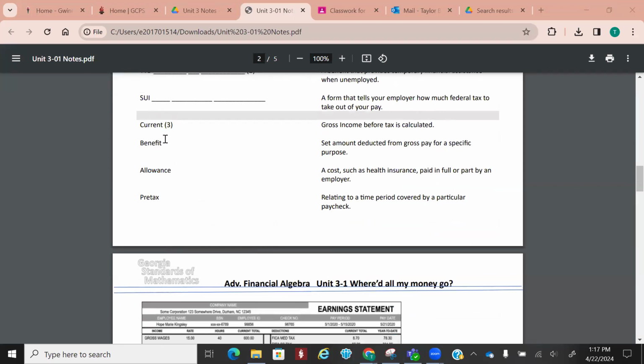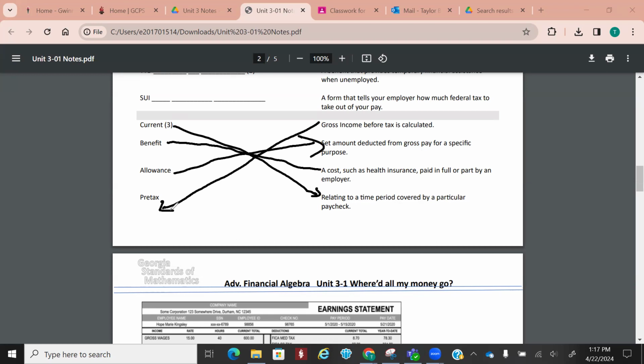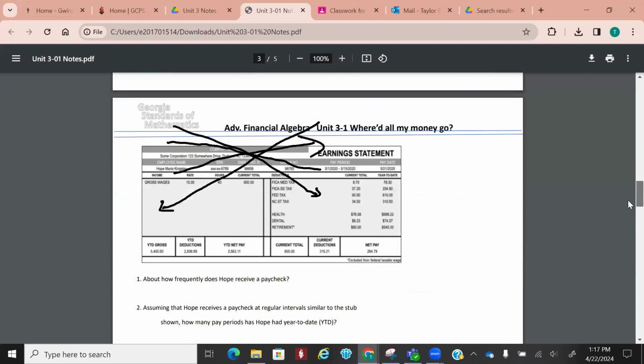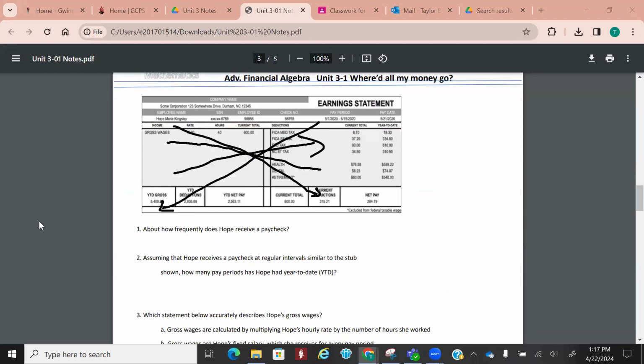Current is going to be relating to a time period over a particular paycheck. So this refers to time during a paycheck. Benefit is going to be a cost such as health insurance, paid in full or in part by the employer. Allowance is going to be your set amount of deducted gross pay. And gross income is going to be pre-tax. So gross income comes before we start taking things out. Okay, so unfortunately, you don't get to go home with all the money that you supposedly think that you make.